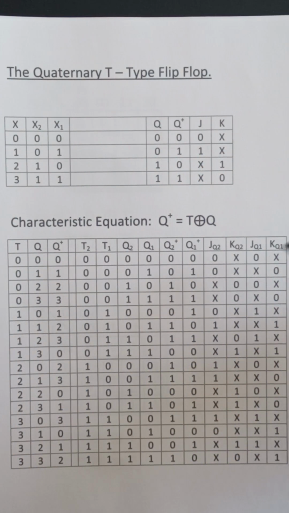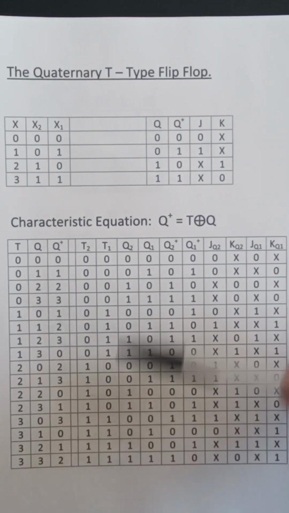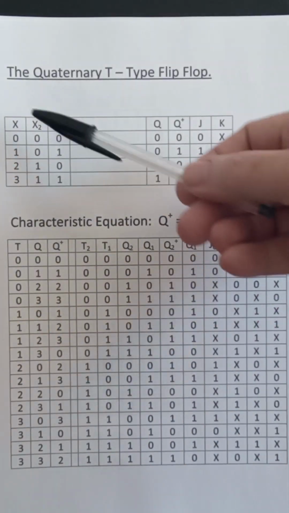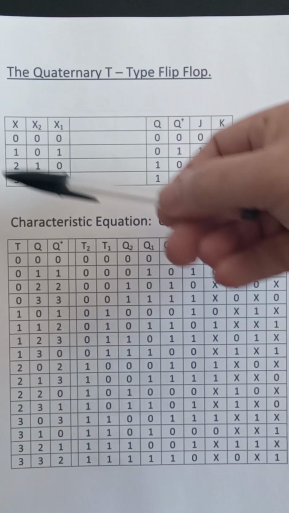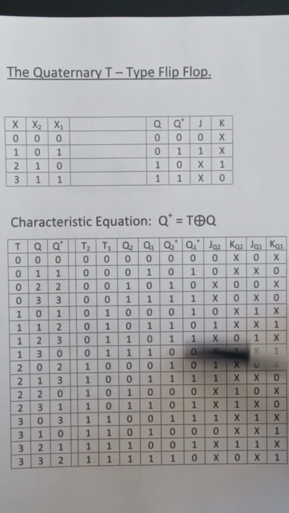So that's how you derive the inputs to the JK flip-flops. I'm using 2 JK flip-flops, one for Q2, one for Q1. So all the variables are listed according to this truth table, and there we have the truth table. So we'll go to the Karnaugh maps.